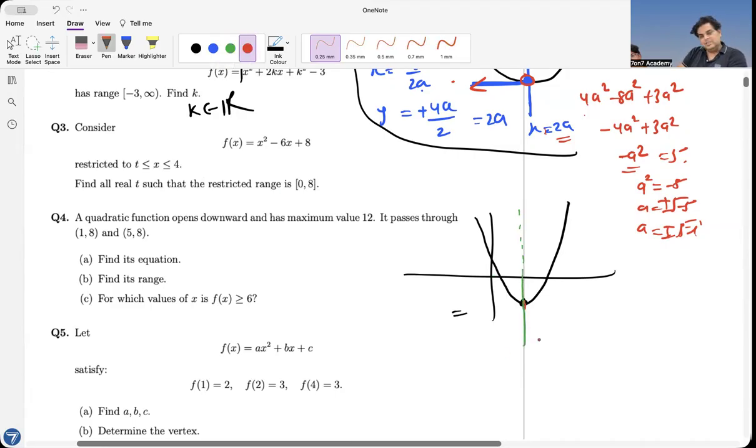ठीक है. तो x वैल्यू हियर इज 3. x वैल्यू इज 3. एग्री? They said x you have to take till 4 only. If you take 4, what y value will you get here? Tell me. If I take 4, 16 minus 24 plus 8... so if you plug in here 4, you get 0. So when x is 4, y is 0. Agree?